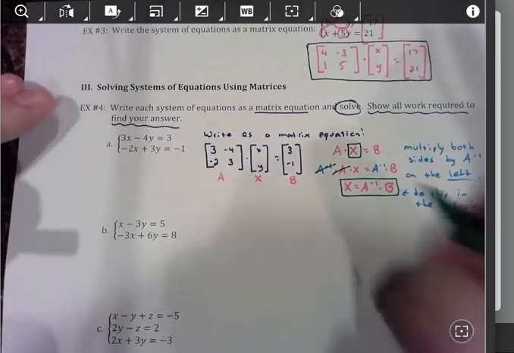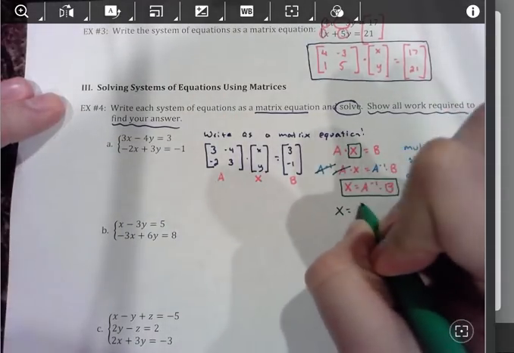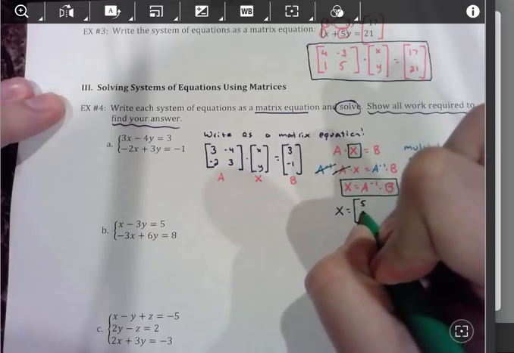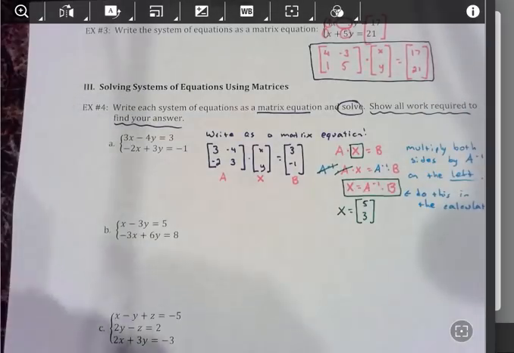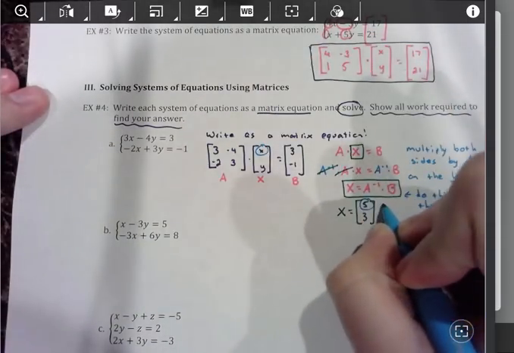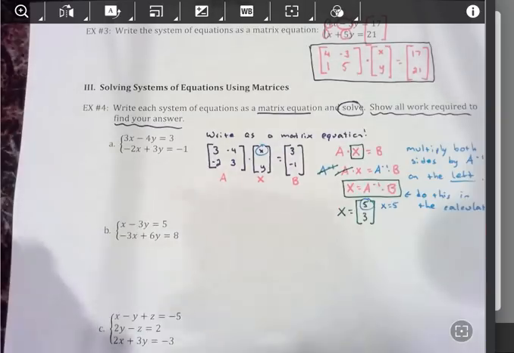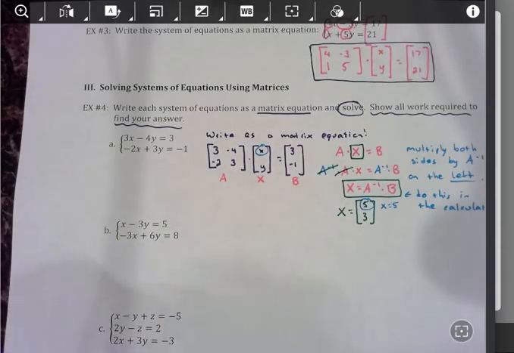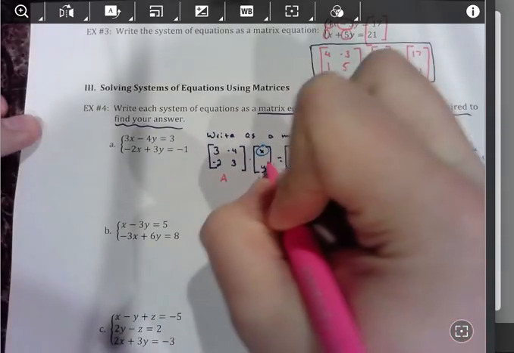This means that X, big X, is equal to the matrix 5, 3. But be very careful how you write your answer. This 5, remember, is your X, which means that little x is 5. And this 3 represents your Y.